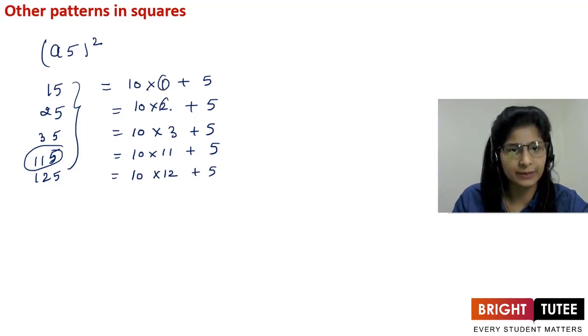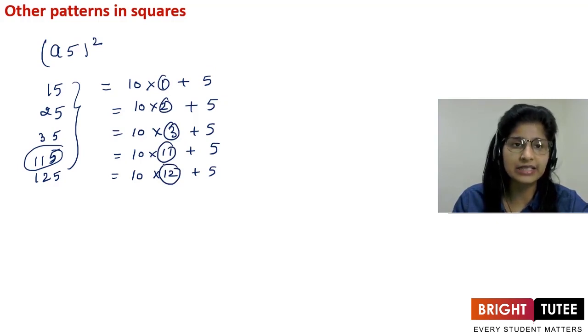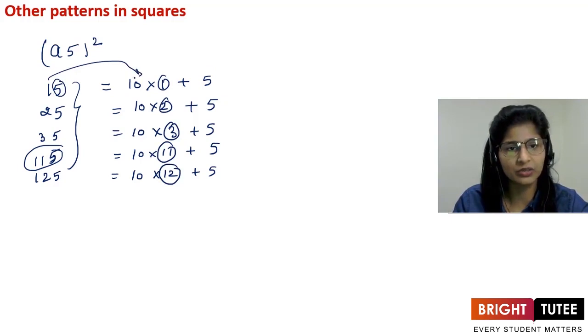What is this? These are the numbers, or I say the digits, except the digit 5. So except 5 we have 1 here, so we multiply 10 with 1. Leaving 5 we have 2 here, multiply 10 with 2. Leaving 5 we have 3 here, 10 multiplied with 3. Leaving 5 we have 11 here, 10 is multiplied with 11. And except 5 we have 12, so 12 is multiplied.